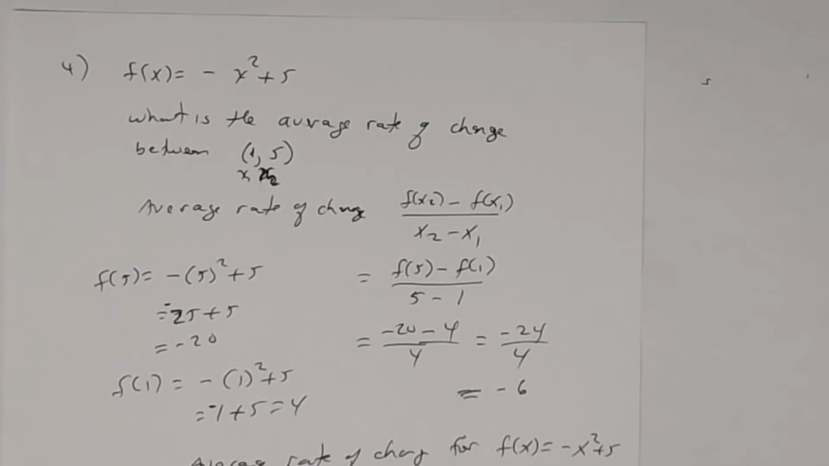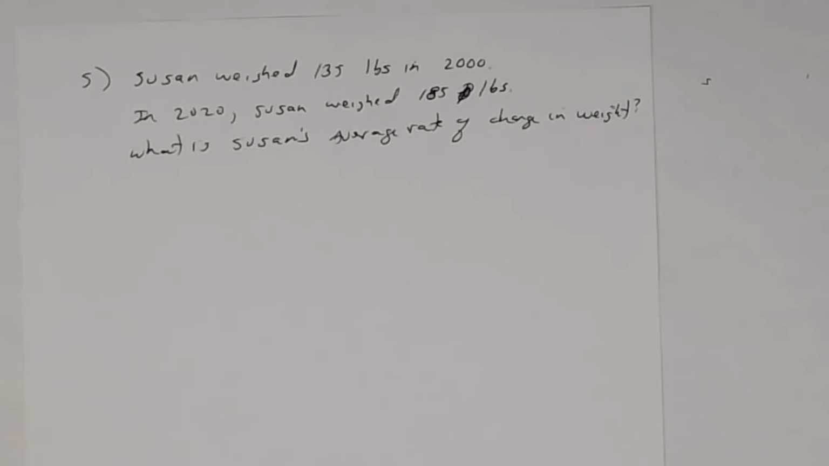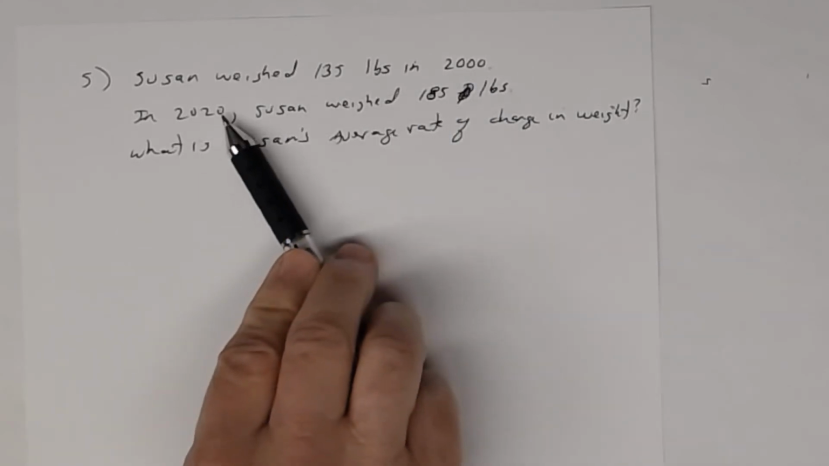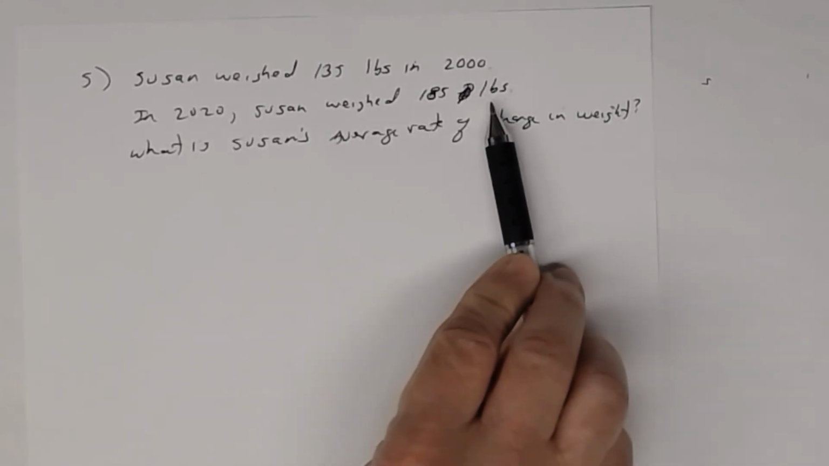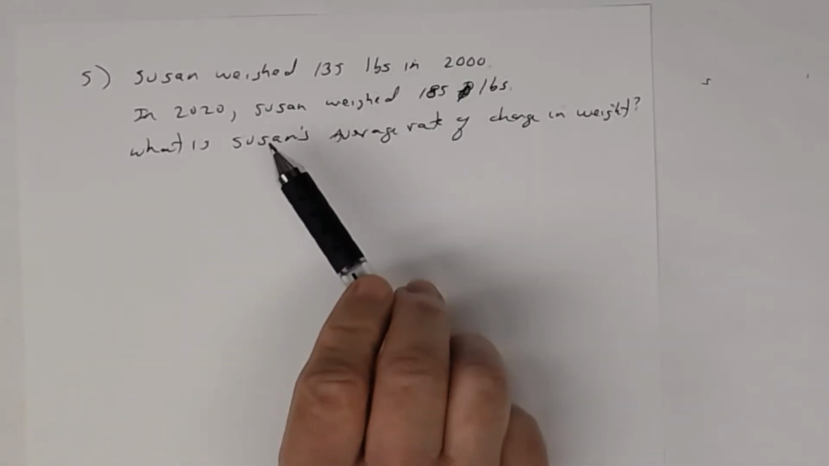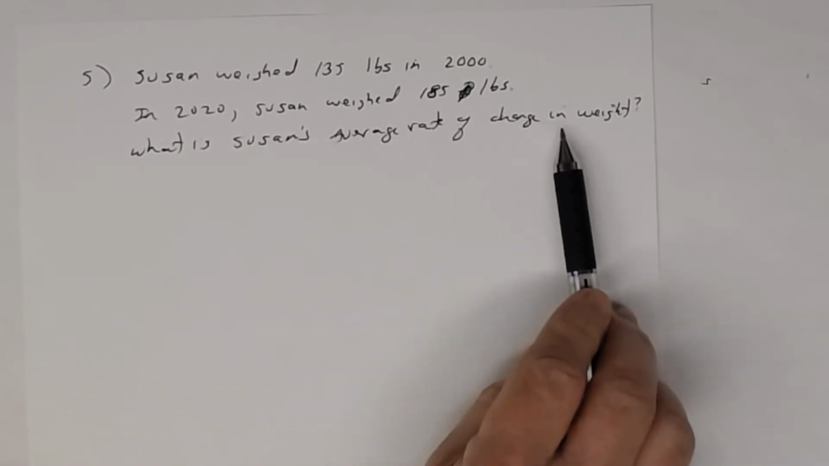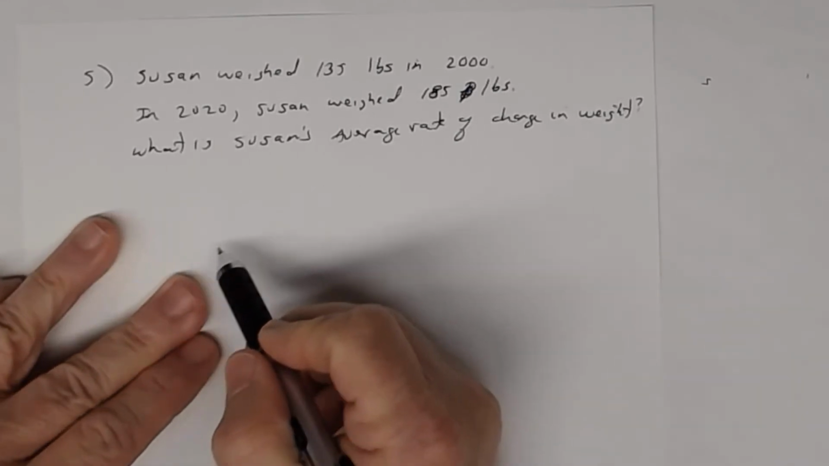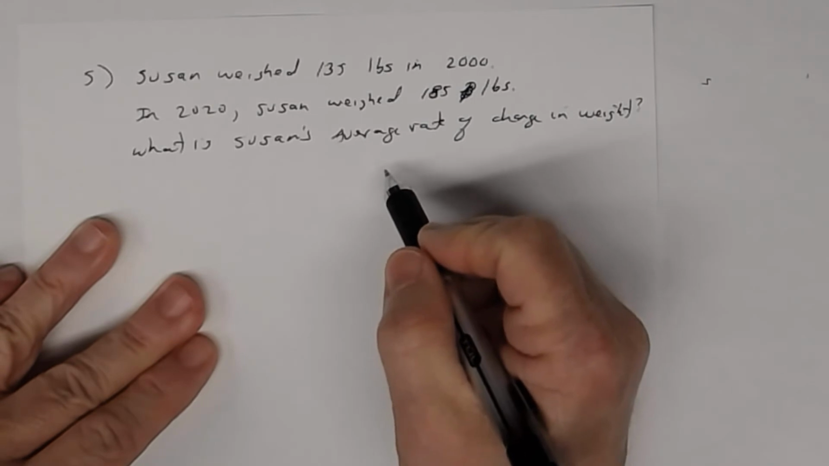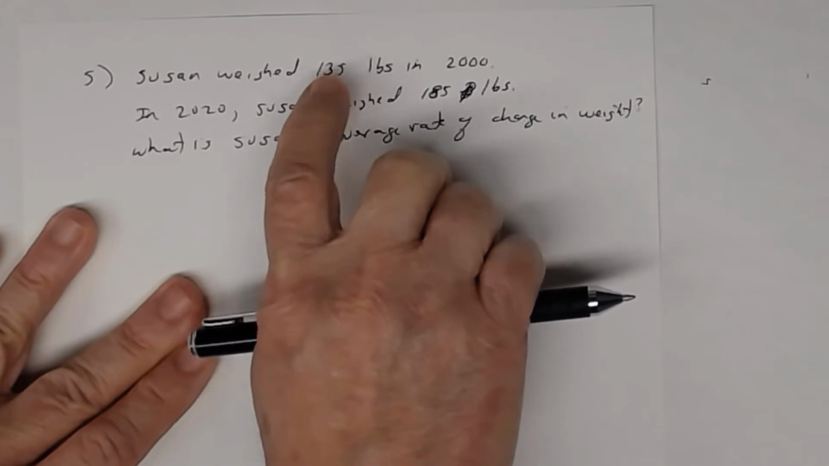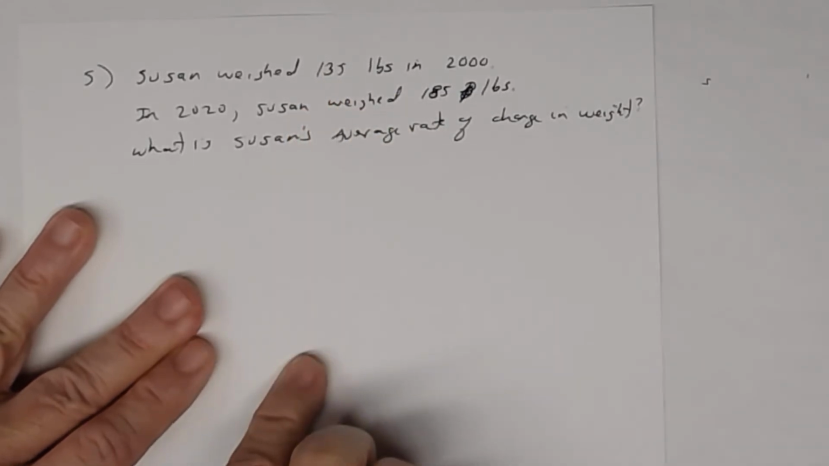All right, let's look at this one. So this would be number 5. All right, so let's suppose that Susan weighed 135 pounds in the year 2000. And then in 2020, Susan weighed 185 pounds. So you can see that the weight increased, right? So the question is, what is Susan's average rate of change in weight? All right, so remember that corresponds to slope. Since the weight increased, do y'all agree that the average rate of change is going to be positive, right? So the average rate of change has to be positive because you're increasing in weight. You're going from 135 to 185. So let's find the average rate of change.